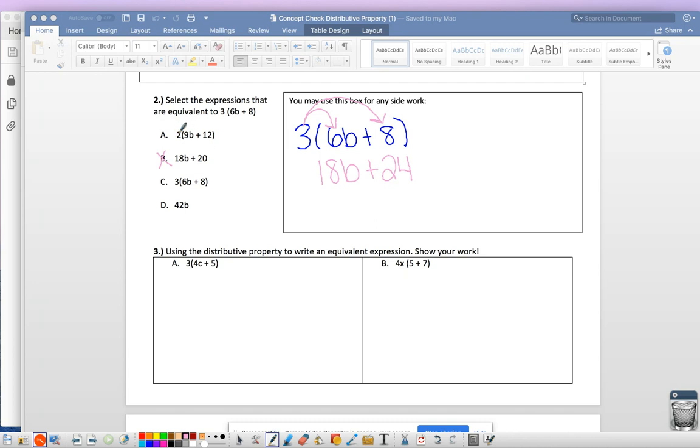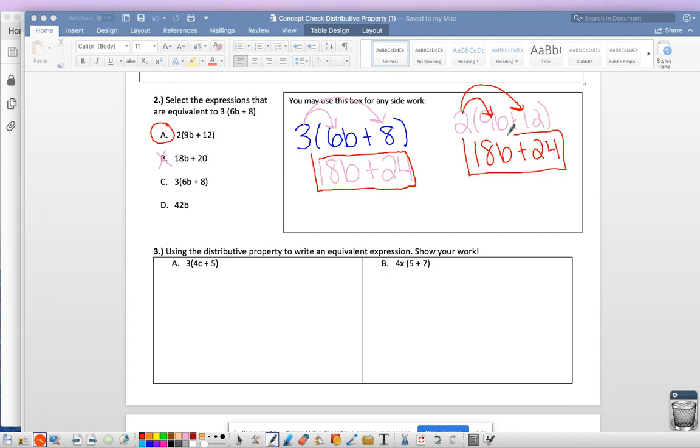Well, 2 times 9b plus 12. So let's see if that's equivalent, okay? So you can either use the arrows or you can use the box that we talked about in class, okay? So we have 2 groups of 9b, which is 18b, and 2 groups of 12, which is 24. And that one is equivalent, so that will work because it's equal to 18b plus 24, okay?